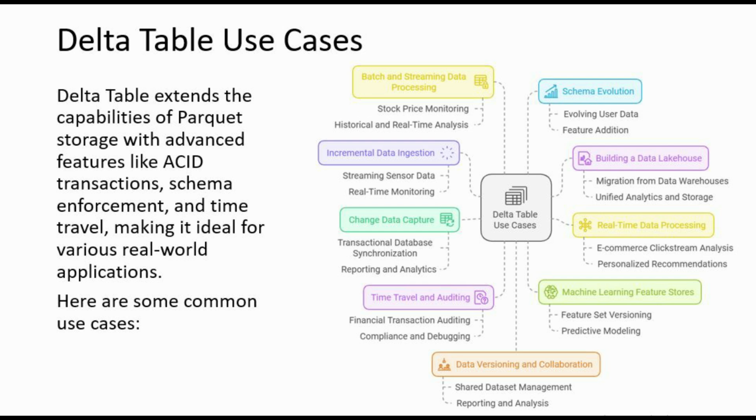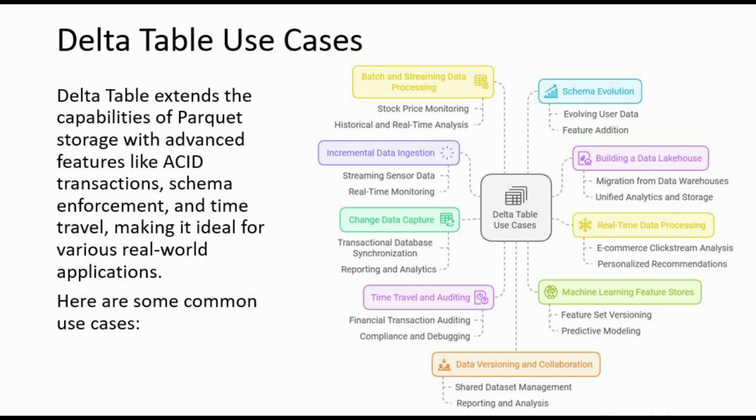Use case 5, time travel and auditing. Time travel is one of the most unique features of Delta tables. In financial systems, for instance, you might need to audit historical transactions for compliance or debugging purposes. Delta tables allow you to query previous versions of your data effortlessly, providing traceability and error recovery capabilities.